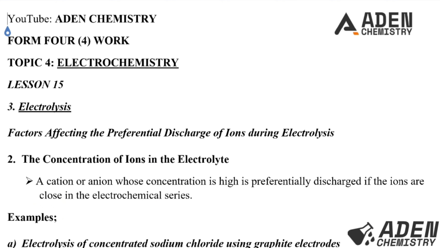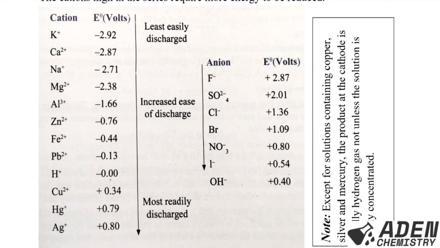So the ions that we are talking about here are sodium ions and also hydrogen ions. Let's see where sodium ions and hydrogen ions are placed in the electrochemical series, if they are close or if they are very far apart. So this is the electrochemical series. Sodium is here and hydrogen is here. That means they are not close in the electrochemical series. You have to know that. So for this reason, sodium ions will not be preferentially discharged in spite of their high concentration.